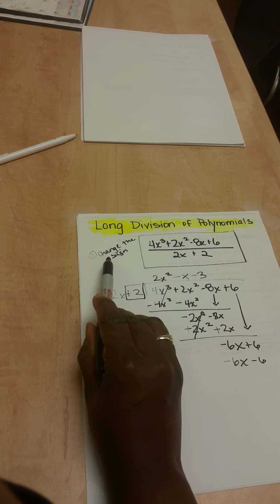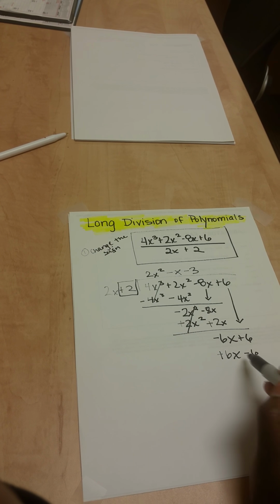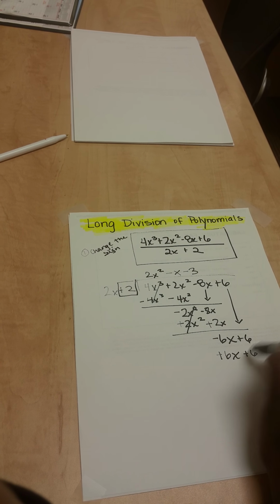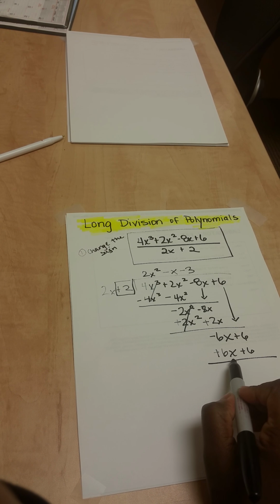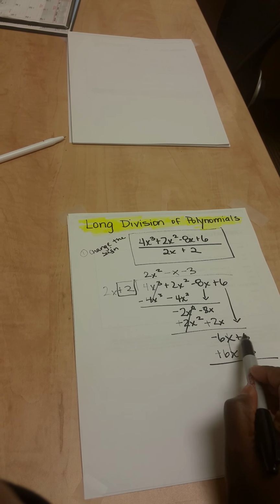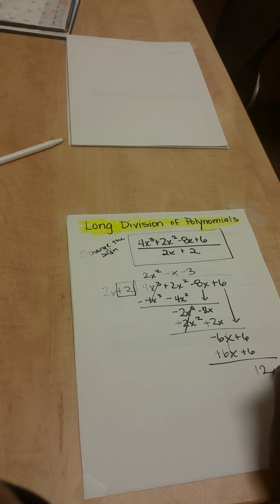I'm going to remember to change the sign. So where this was a negative, it now becomes a positive. And where this is a negative, it now becomes a positive. I'll draw my line and do my math accordingly. A negative 6x and a positive 6x, they cancel out. And a positive 6 and a positive 6 gives me a remainder of 12.